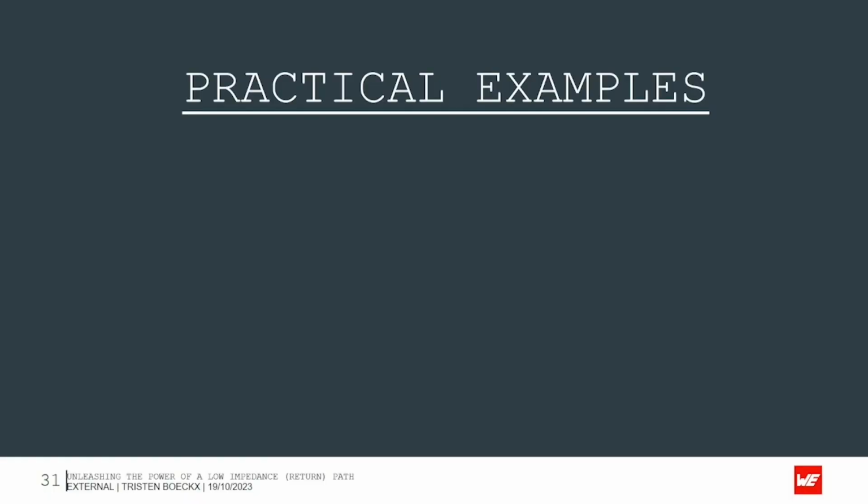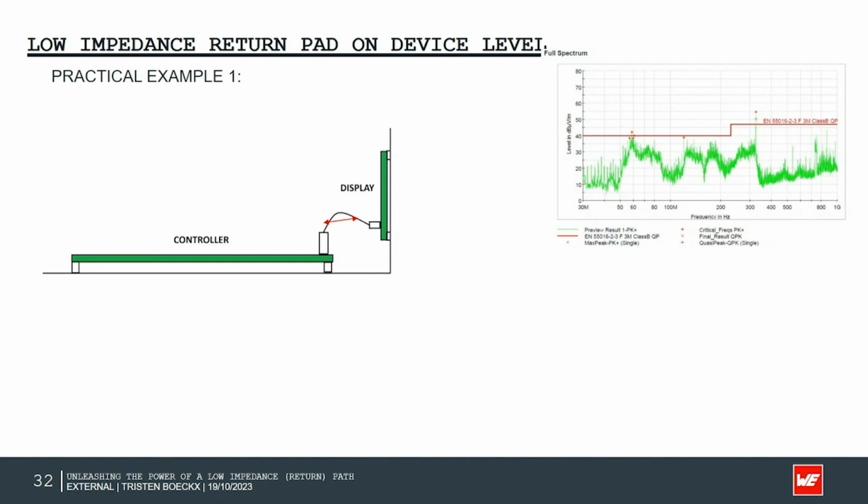When we then zoom in on some practical examples, I had a customer that was failing the radiated emissions. As can be seen on this picture, we have both a controller PCB and a display PCB that are connected by a ZIF connector or a ZIF wire. When we then zoom in, looking at the theoretical approaches that we had in this presentation, we could say that the traces are an inductance and also an impedance.